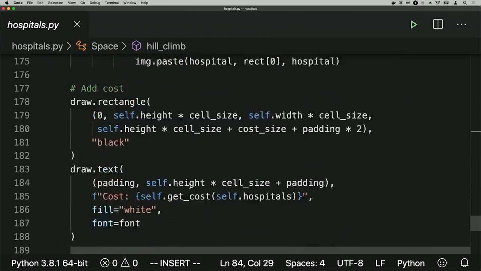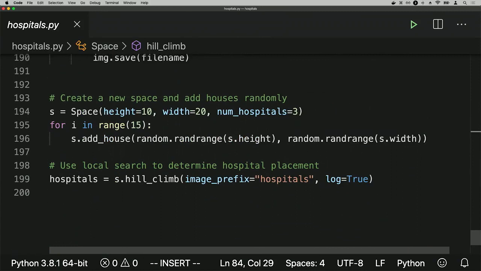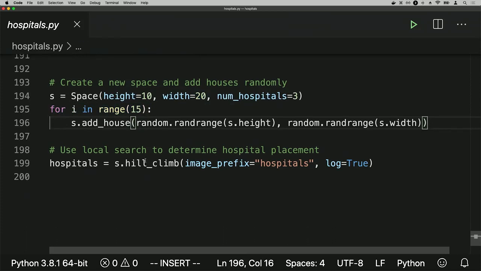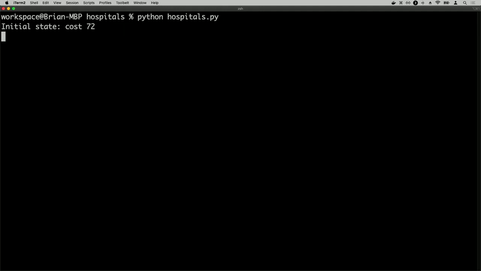And so now what we're doing is if we look down at the bottom, I'm going to randomly generate a space with height 10 and width 20, and I'll say go ahead and put 3 hospitals somewhere in the space. I'll randomly generate 15 houses that I just go ahead and add in random locations. And now I'm going to run this hill climbing algorithm in order to try and figure out where we should place those hospitals. So I'll go ahead and run this program by running Python hospitals.